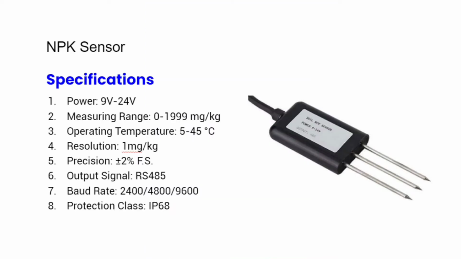The soil NPK sensor measures in the range from 0 to 1999 mg per kg. It has an accuracy of up to plus or minus 2%. Resolution is 1 mg per kg. Response time is less than 10 seconds. Working temperature is 5 to 45 degrees Celsius. And the baud rate operates at 9600.